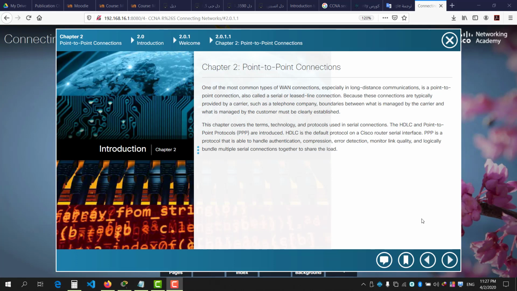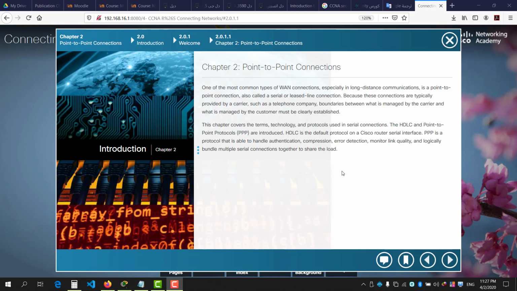Today we will discuss Chapter 2 in CCNA Semester 4 in the course of Advanced Computer Network. The title of that chapter is called Point-to-Point Connection. As you remember, we discussed in Chapter 1 different technologies for WAN and the different communication, but what is meant by point-to-point connection?